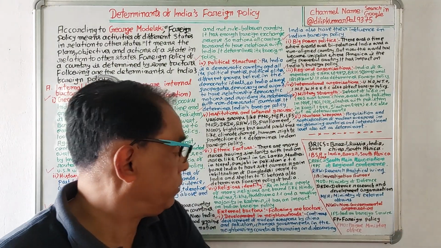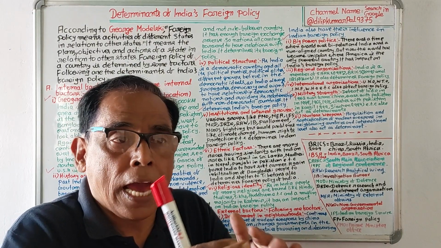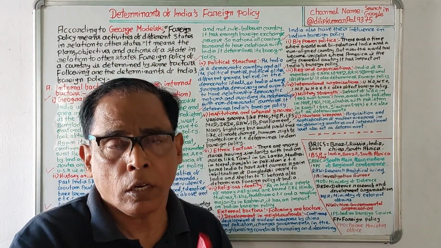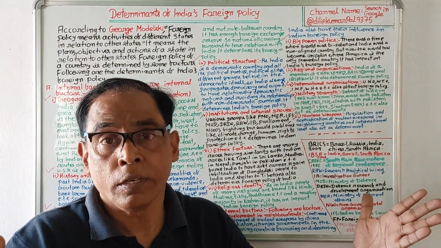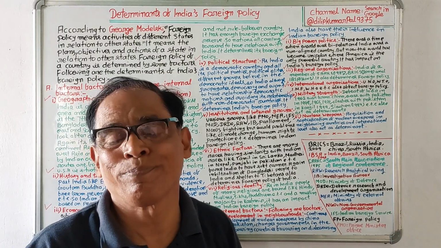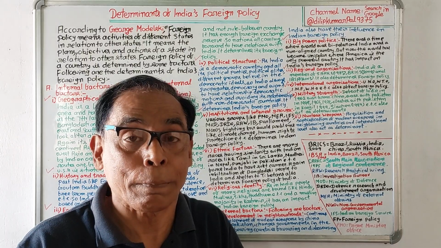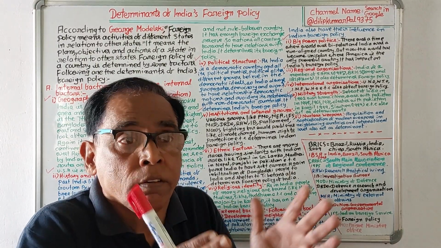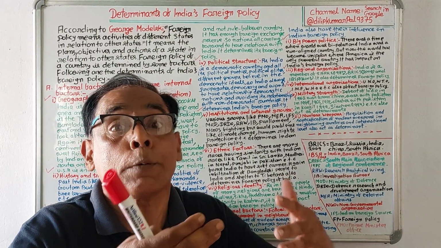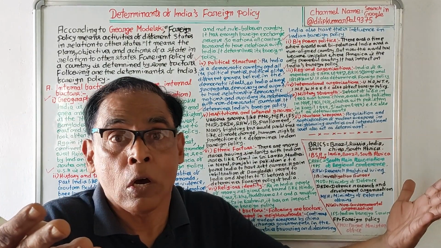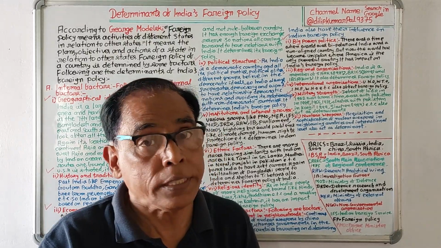Development in neighborhoods. India has many neighbors, like China in the north, Sri Lanka in the south, Pakistan in the west, Bangladesh in the east. Changes in these neighboring states also influence India's foreign policy. For example, development of fatal nuclear weapons by China and Pakistan. Changes of government in neighbors, whether they are favoring India or not favoring India, also influence India's foreign policy.